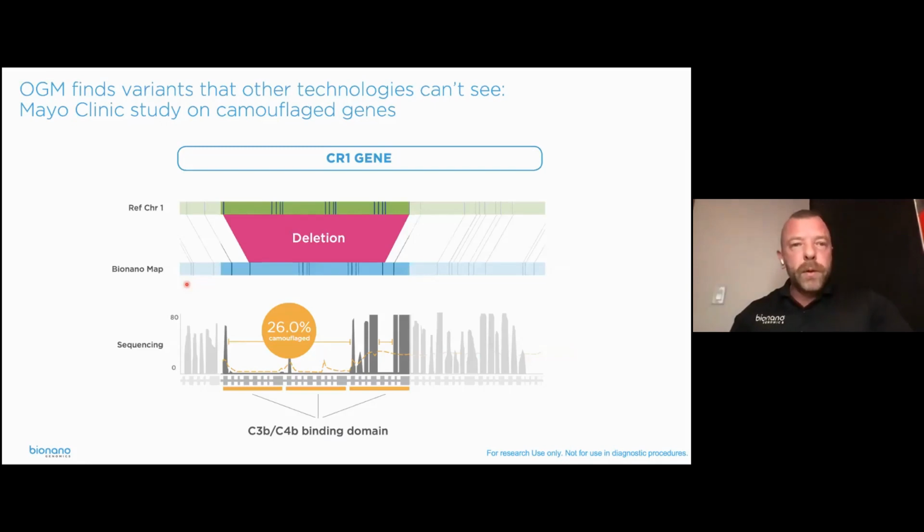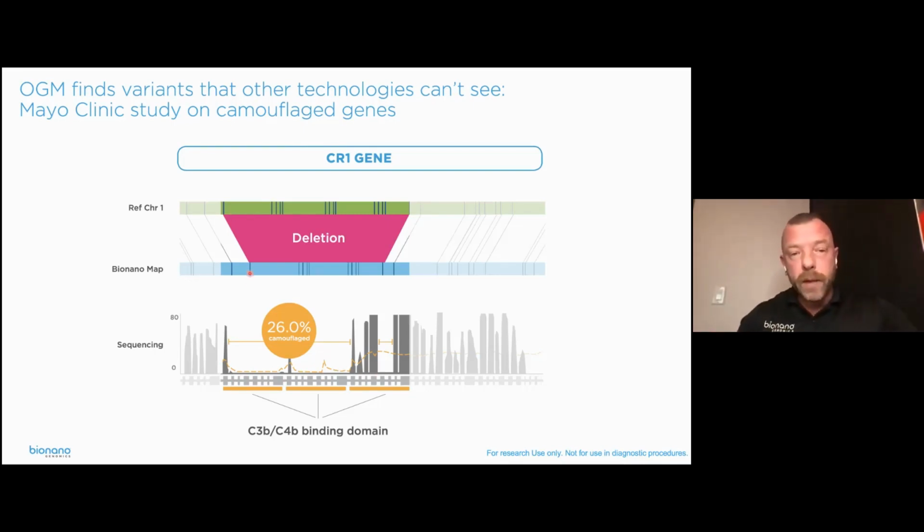Here's another example of how our optical genome mapping technology can find variants that are missed by other methods. In this case, because the gene is camouflaged. Camouflaged means that it's invisible by NGS, and that typically happens when there are repeats involved or when the GC content is too high or too low. In this particular case, in this important Alzheimer gene, there is a variable repeat binding domain, meaning that some of these exons are replicated, and therefore the short read data cannot be aligned correctly.